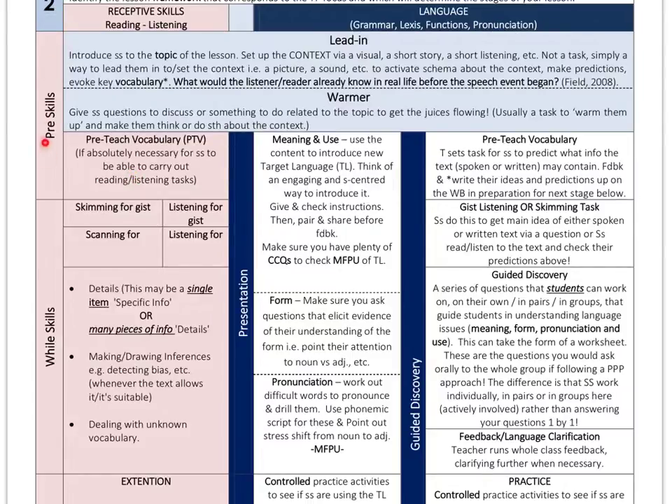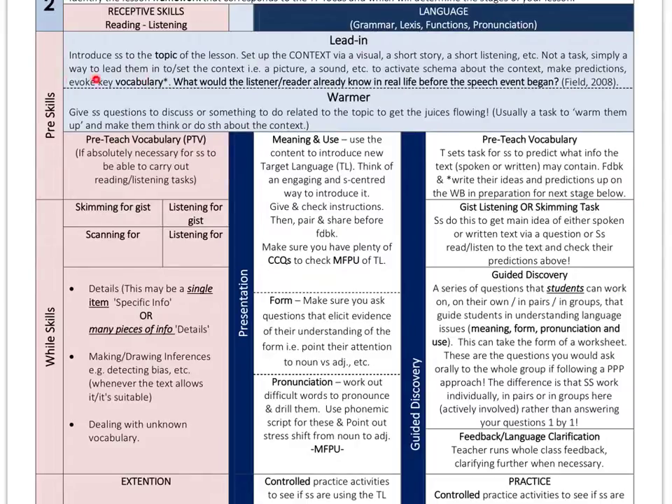Now, that's the pre-skills stage. So you have your lead-in, your warmer, and you pre-teach vocabulary. Now, if in the lead-in activity, you make predictions and evoke key vocabulary, and you write their ideas and predictions up on the board, then you don't really need to pre-teach vocabulary. You have done that already at this stage.